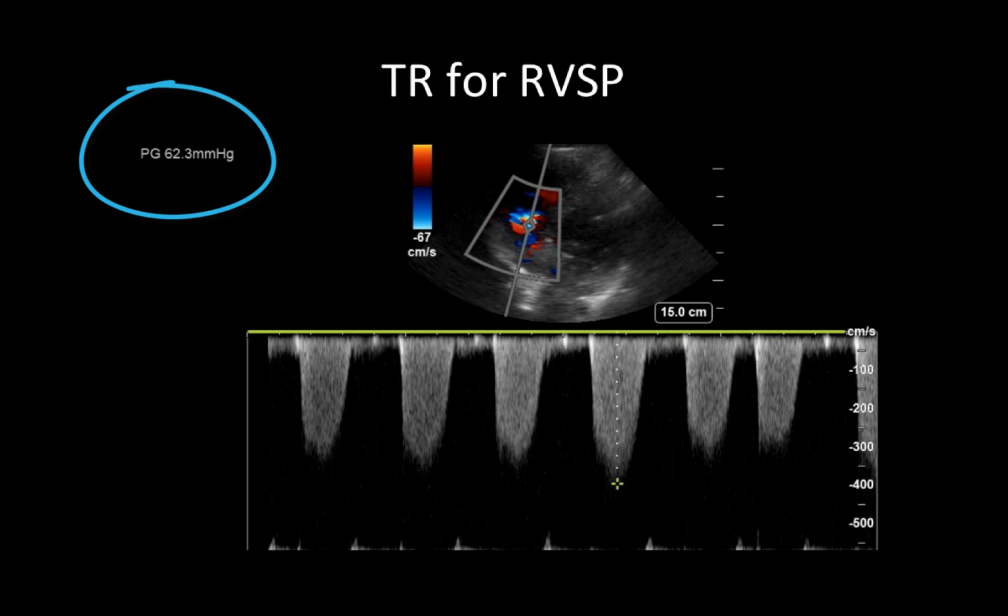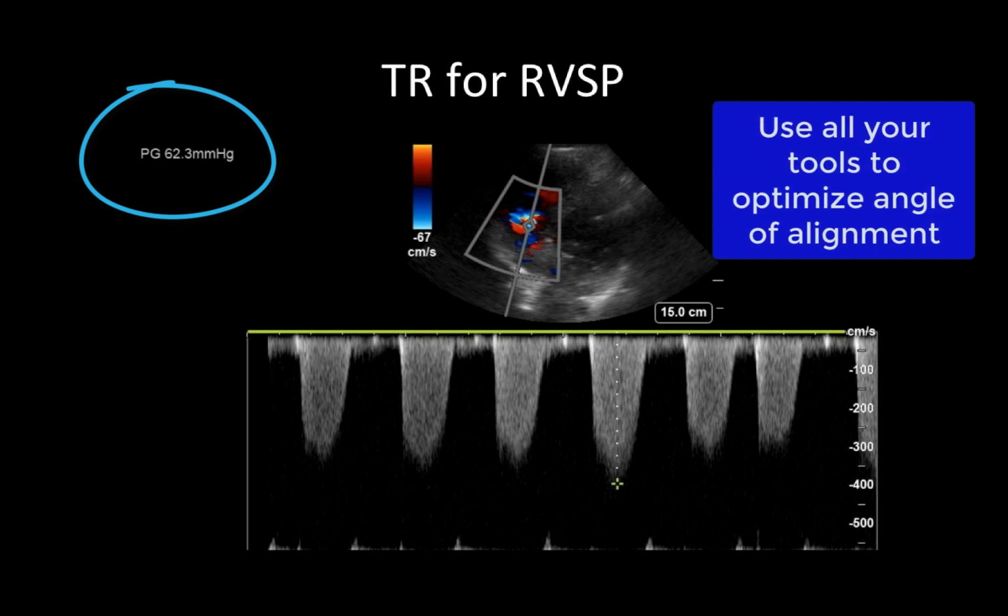And this is particularly true for TR because the tricuspid valve is quite flimsy and can be challenging to identify the maximally regurgitant jet. So if you are attempting to measure RVSP, therefore, it's ideal to try multiple views in order to capture the one that really optimizes alignment.